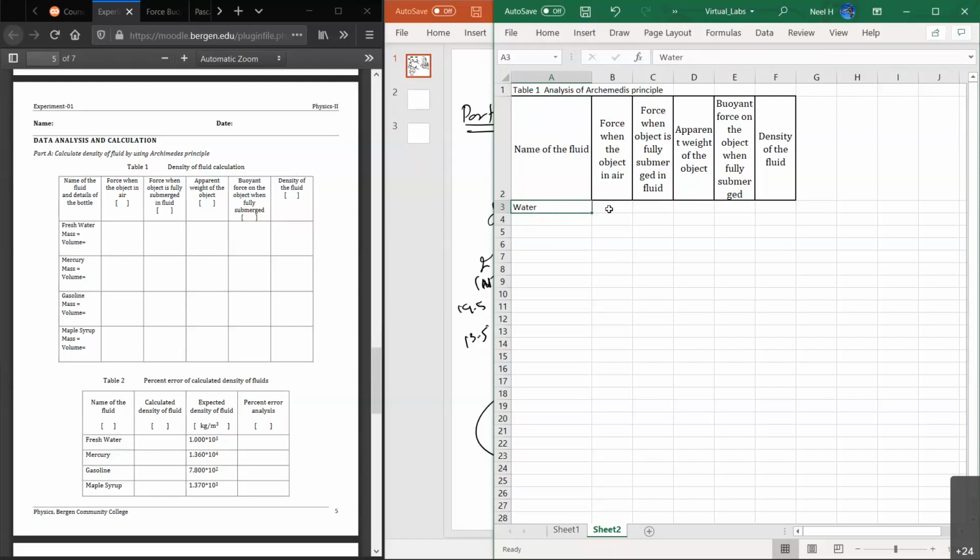So I need the force when the object is in air. And remember a couple of other things. You need the units, so I will leave another space here to apply the units properly. Every column must show the units. So the unit is Newton. Second one, force, unit Newton. Third column, apparent weight of the object, that is also unit Newton. Then the buoyant force, also Newton, and the density. If you can't copy it, just type the names. That's it.